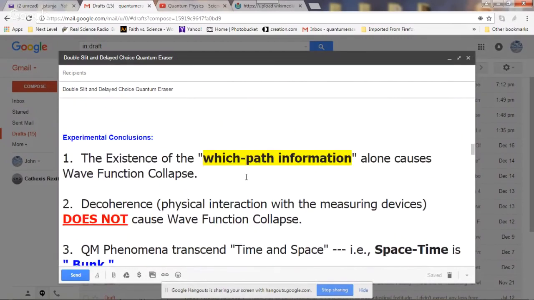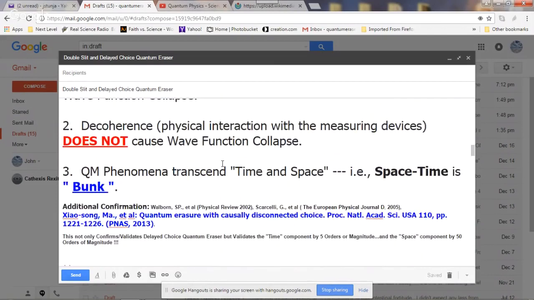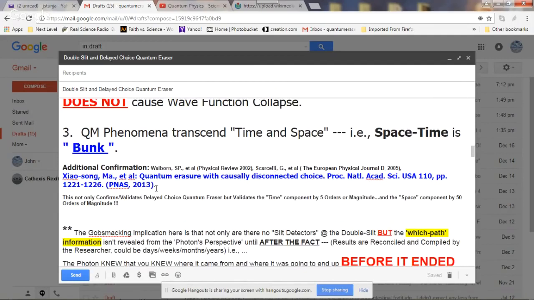So the experimental conclusions. One, the existence of the which-path information alone causes wave function collapse. Two, decoherence, the physical interaction with measuring devices, the slit detectors, does not cause wave function collapse. Why? Well, there weren't any slit detectors. And three, QM phenomena transcend time and space. That is, space-time is bunk. That's why Einstein tried to debunk quantum mechanics, because it was debunking him. Spooky action at a distance.